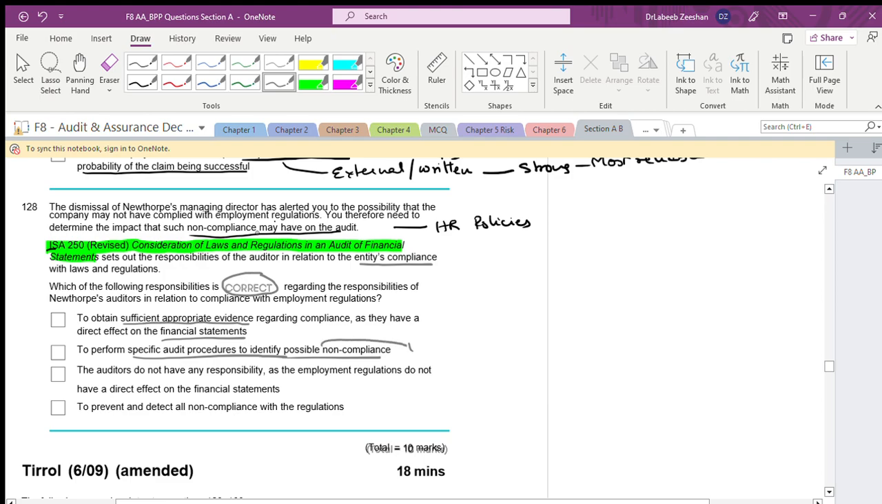In terms of HR, in terms of dismissal, is it right? In terms of dismissals, we are very specific. The auditors do not have any responsibility. The employment regulations do not have a direct effect on the fund. No, we cannot say that the auditors do not have any responsibility. To prevent and detect all non-compliances, we are not talking about all. We are talking only about specific ones.